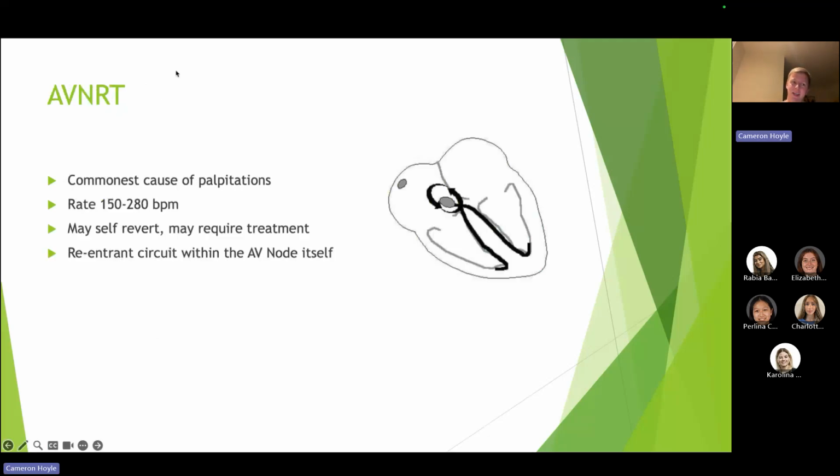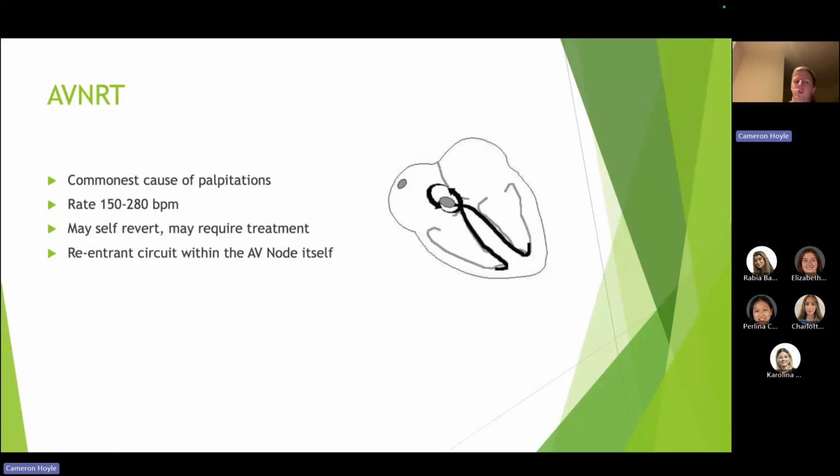So this SVT or AV-NRT is where you've got this reentrant pattern actually within the node itself. You get this little cycle and it just keeps going round and round, and conducts them all the way down the conductive system. The rate can be very fast, up to nearly 300 beats per minute. It's the most common arrhythmia in everyone.